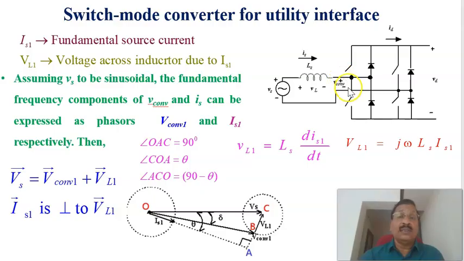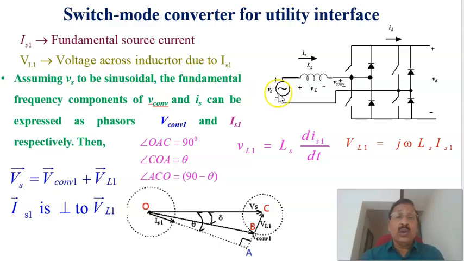Now, IS is the current flowing from the AC source into the converter, and IS1 is the fundamental source current, because IS involves the fundamental plus harmonics, since the V converter voltage has a fundamental component and harmonics also. Therefore, IS1 represents the fundamental source current, and VL1 is the drop across the inductor due to the fundamental source current IS1.